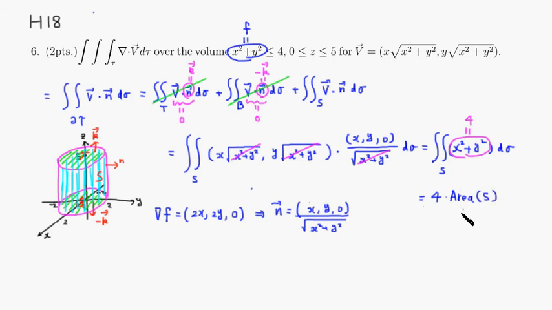Then the area of S, I'll let you find it. If you cut it open, it's going to be a rectangle with a height of 5, and the length is just the circumference of this circle. So you should be able to find the area of that. So I'll let you find it. That's it. I hope that this was clear.